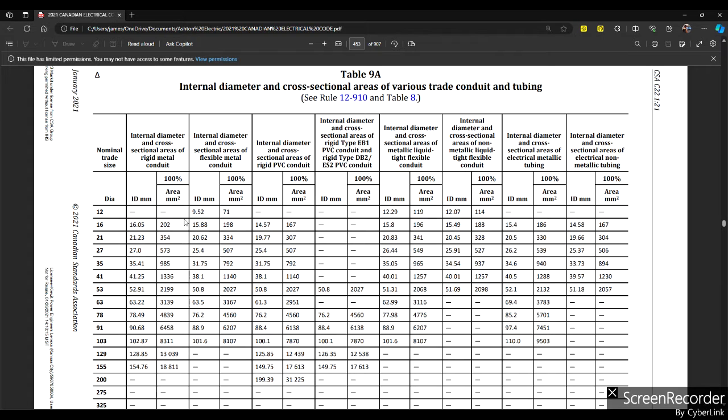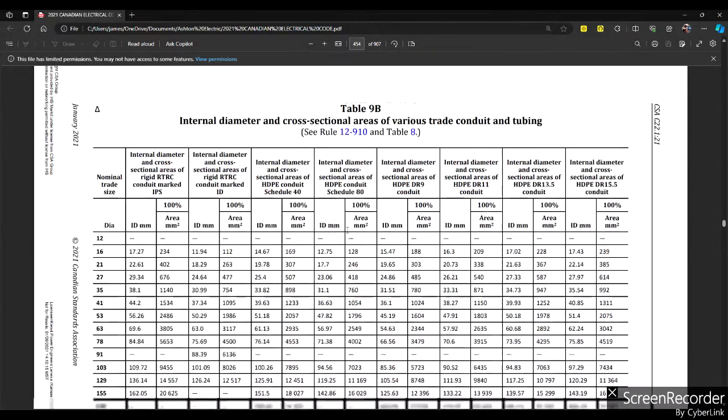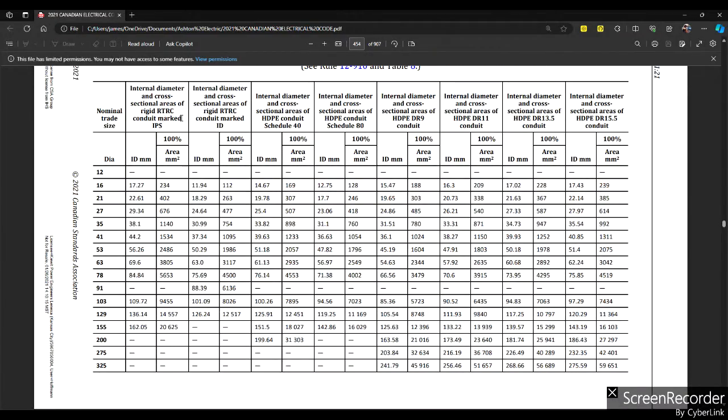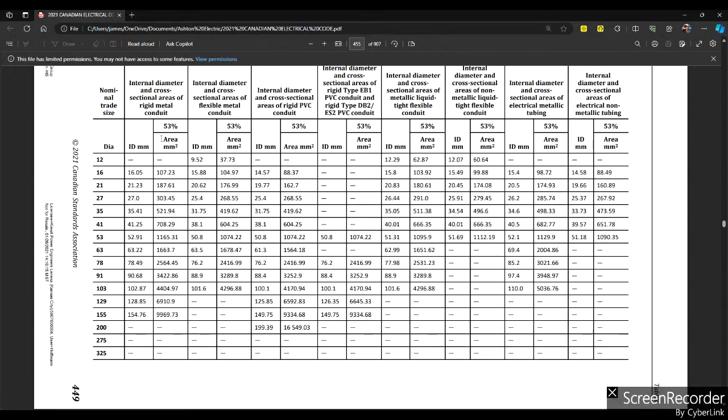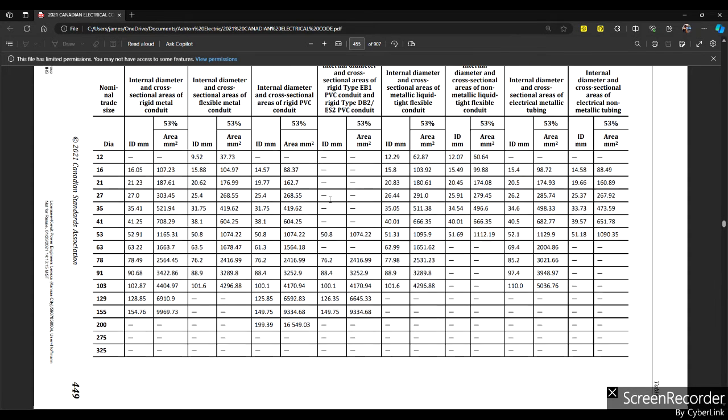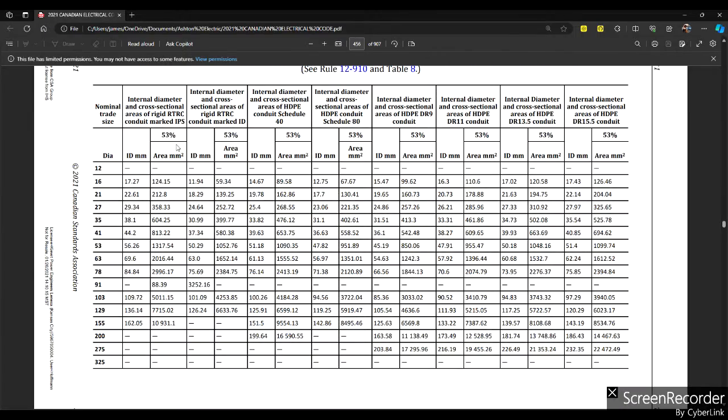And then when you go down each column here, if we just take rigid metal conduit, the internal diameter gives you the internal diameters of each trade size conduit, and then based on 100%, the area there is in square millimeters. If I keep going through the tables here, this is the exact same thing, you just have a few more options. So 9A and 9B are the same. You get to 9C, now it's based off 53% conduit fill, but same options for conduit, so the next two are the same, but based on 53%.